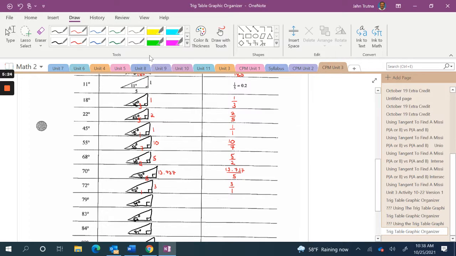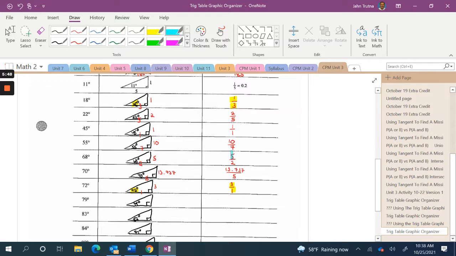Oh, check this out, you guys. I think I see something. When I have the reciprocals, like 1 over 3 and 3 over 1, the 1 over 3 had the slope angle of 18, but the 3 over 1 had the slope angle of 72. What's 72 plus 18? 90.